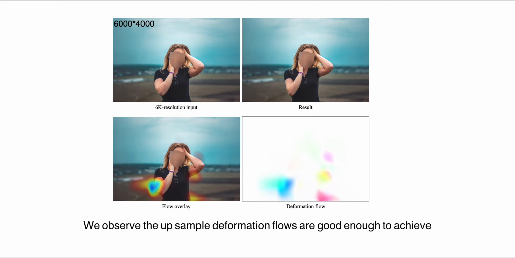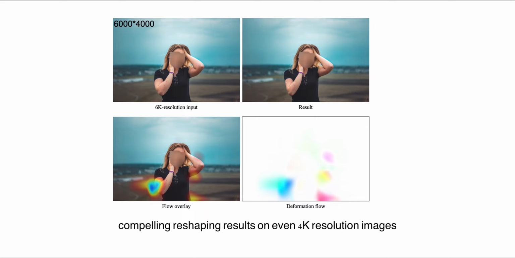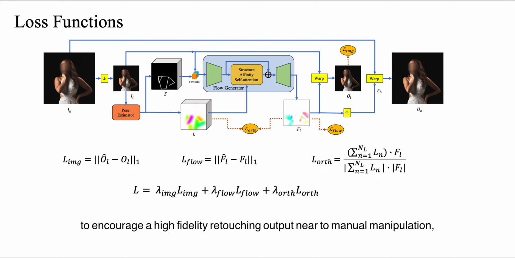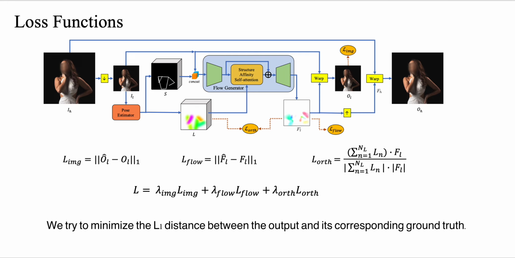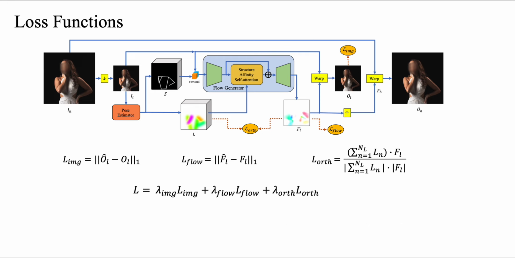We observed the upsampled deformation flows are good enough to achieve compelling reshaping results on even 4K resolution images, owing to the local smoothness of the generated flows. In the model training phase, to encourage a high-fidelity retouching output close to manual manipulation, we try to minimize the L1 distance between the output and its corresponding ground truth.